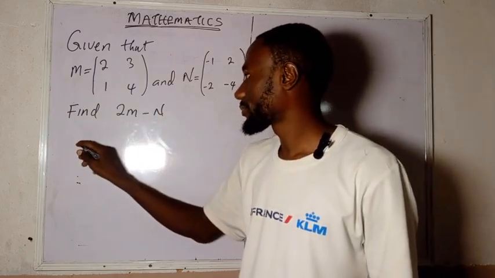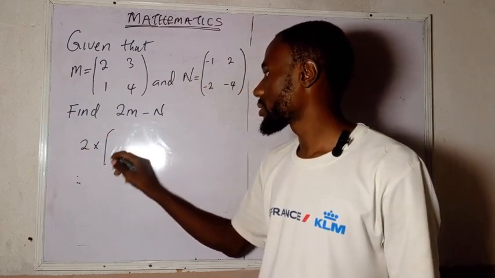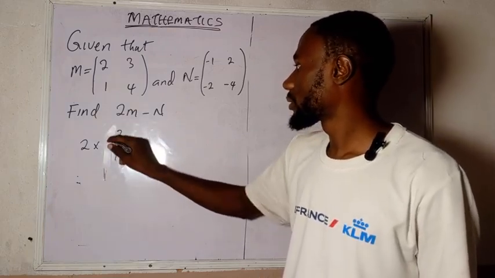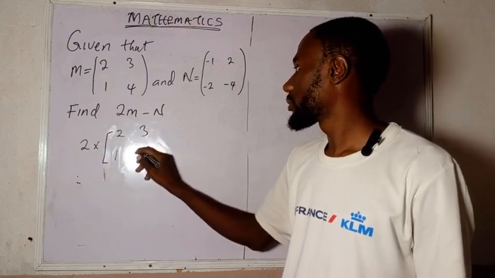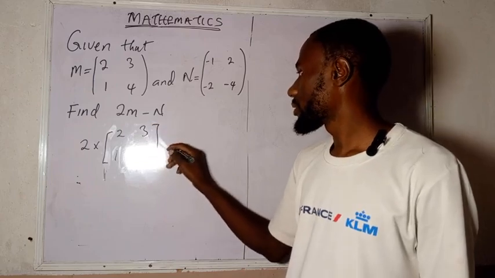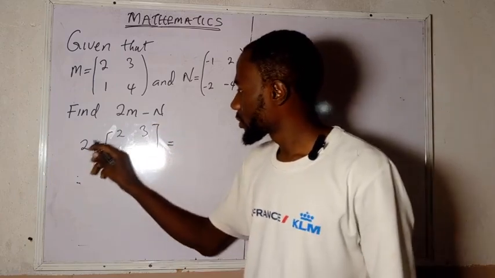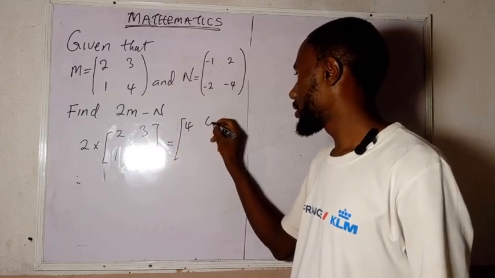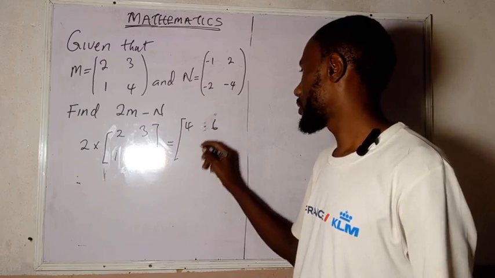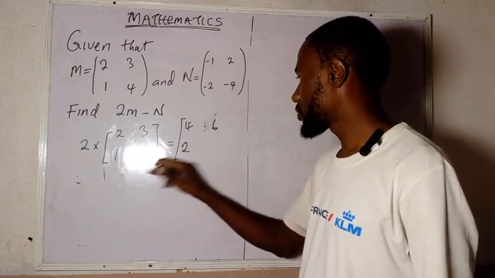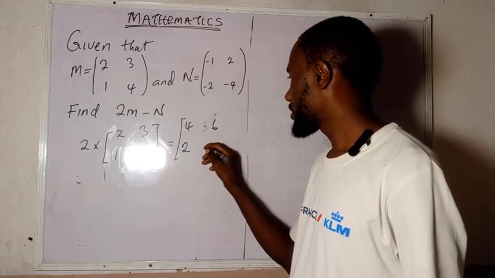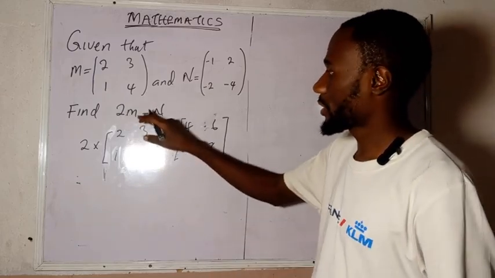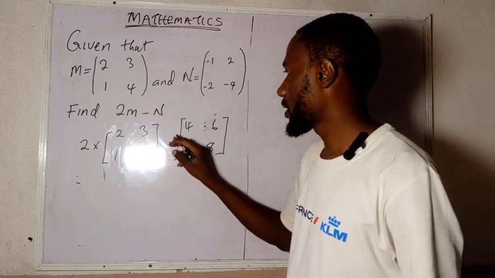Now we have 2 times the matrix [2 1; 3 4]. This equals 2 times 2, here we have 4; 2 times 3, here is 6; 2 times 1, here is 2; 2 times 4, here is 8. Now we can find 2M minus N. This is 2M.